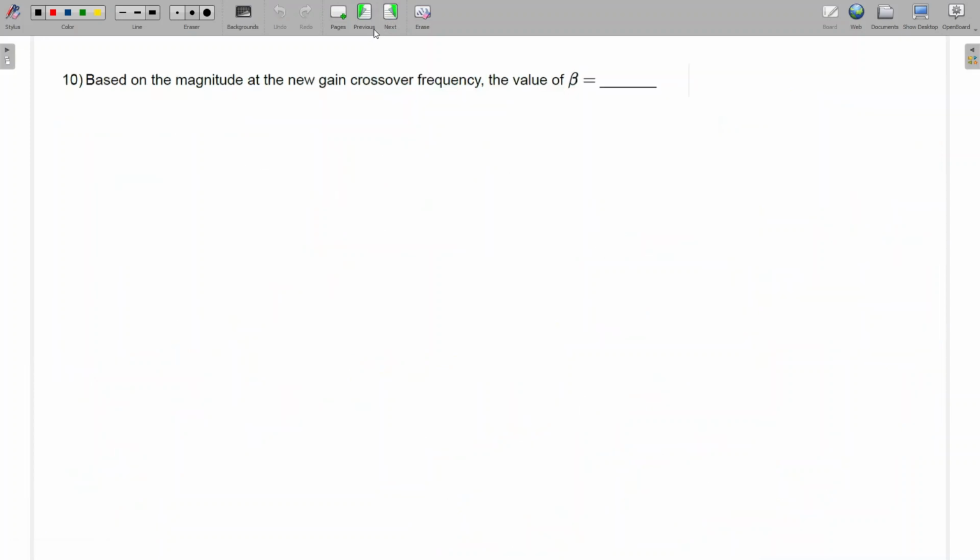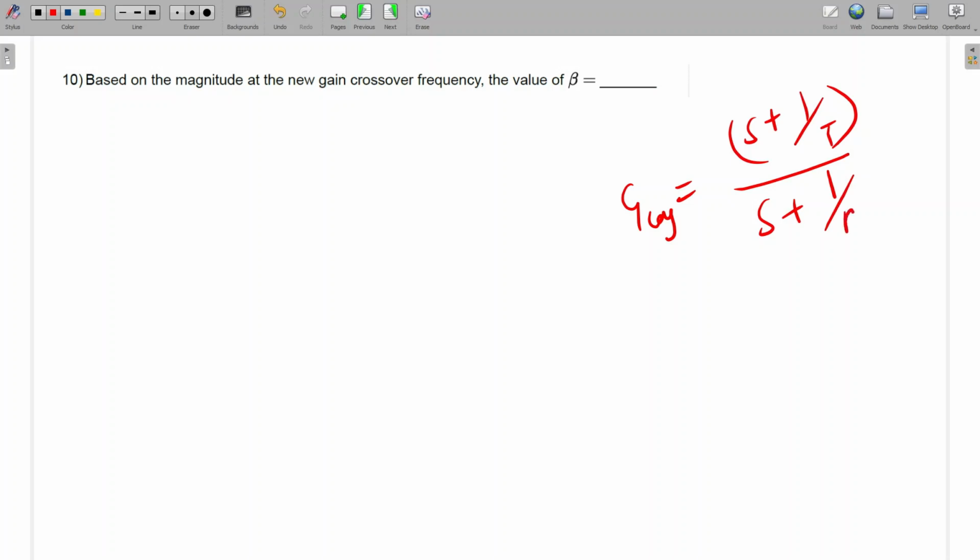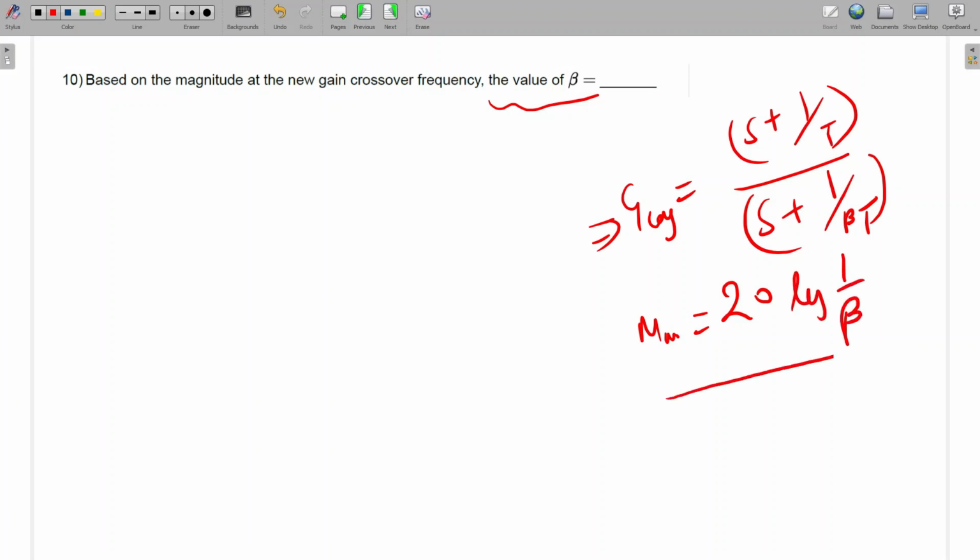So what will be the beta value? We know the standard transfer function for the lag compensator. G lag will be equal to (S plus 1 by tau), this is the zero, over (S plus 1 by beta tau). So how can we calculate the value of beta? We know the formula for the lag compensator: M minimum will be equal to 20 log 1 upon beta.